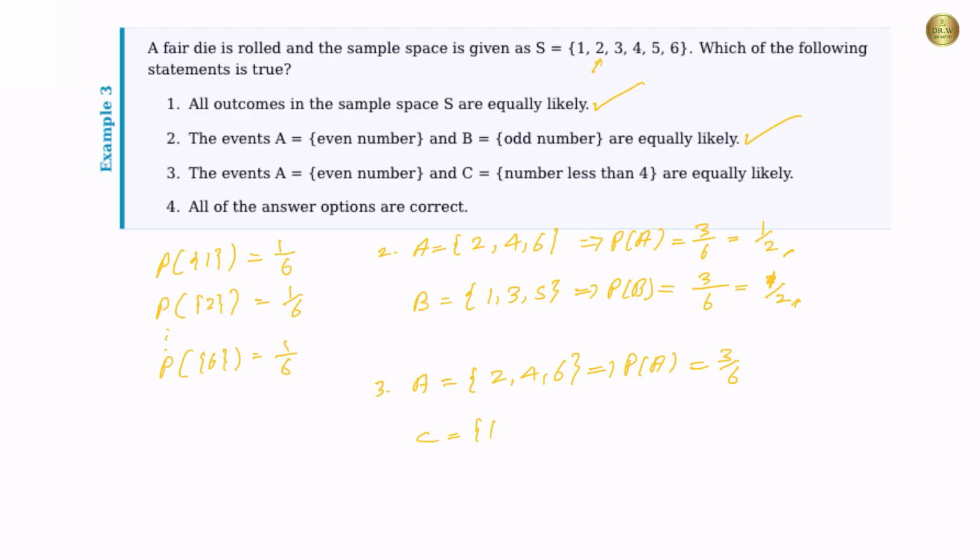What are those? 1, 2, 3, right? Not 4, because less than 4. We don't count 4. Therefore, probability of C, how many elements in C? It is 3 and total 6. Therefore, you see here, both A and C have the same probabilities. So, we can say the events A and C are equally likely. Yes, that is also true. Therefore, the answer for this example is: all of the answer options are correct.